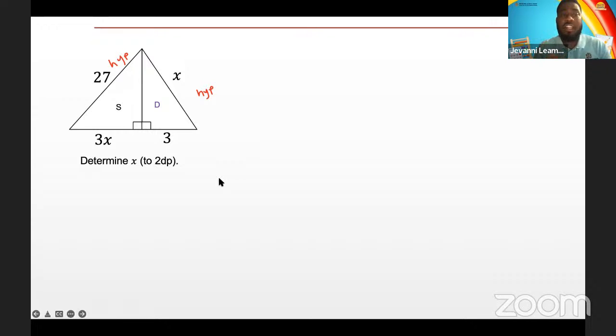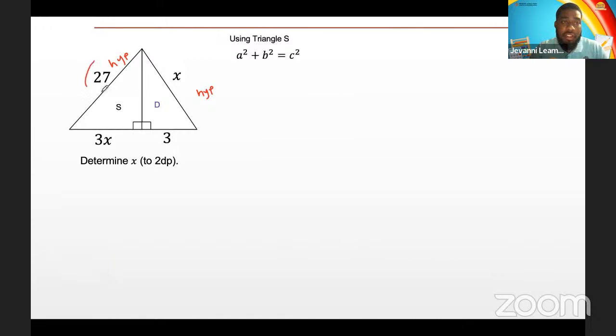So we're going to look at triangle S and triangle D somewhat separately. Let's begin. So this is triangle S, right? We go back to the original thing, the Pythagoras theorem, which says the sum of the two squares is equal to the hypotenuse squared, right? So for C, sorry.